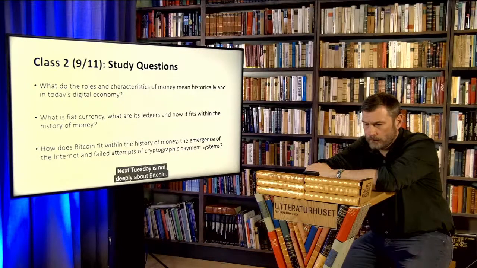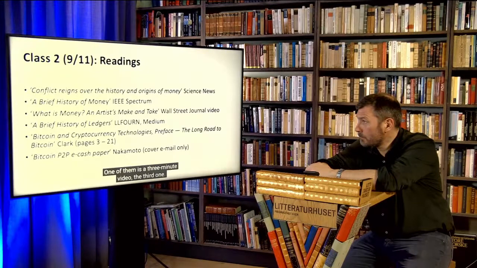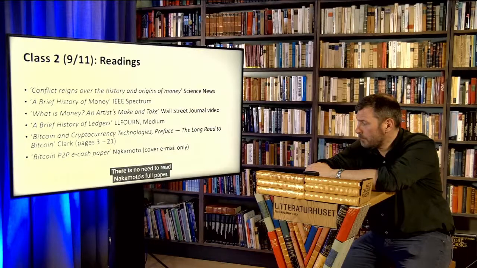Next Tuesday is not deeply about Bitcoin. It's just a little dollop on that. There'll be 5 or 6 readings. One of them is a 3-minute video. The third one, it's fun. Watch it. It's just a funny little video on what money is. There's no need to read Nakamoto's full paper. When I said the email, I mean just the cover email. It's 1 paragraph. My goal in the readings each week was, by and large, to try to keep it to less than 50 pages. Sometimes you'll look and think it looks like more, and maybe it is.